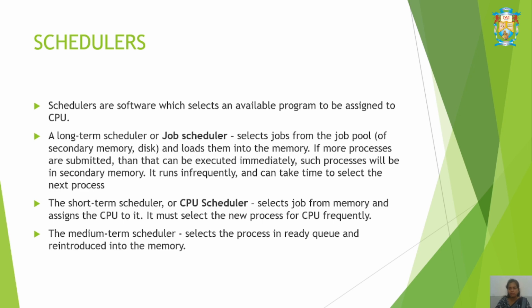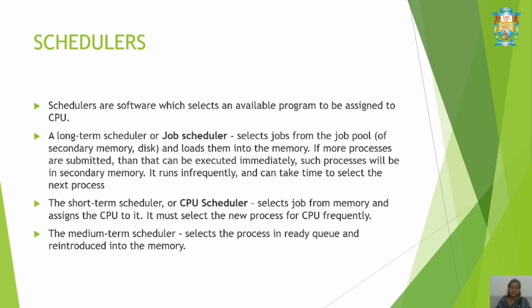Why does it load them into main memory? Because the processes which reside in main memory can be executed by the CPU. The CPU only looks at main memory for processes which are ready for execution. So, if more processes are submitted, they can be executed immediately. Such processes are in secondary memory. It runs infrequently and can take time to select the next process.